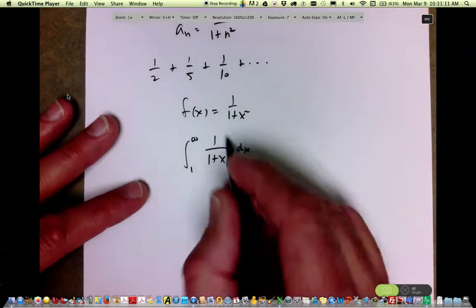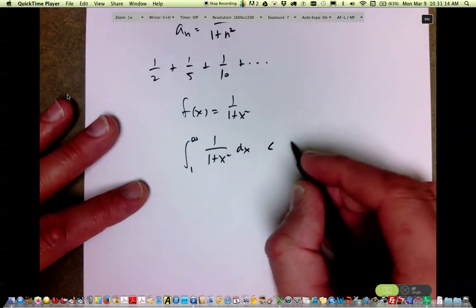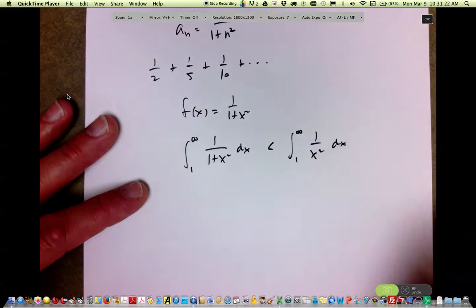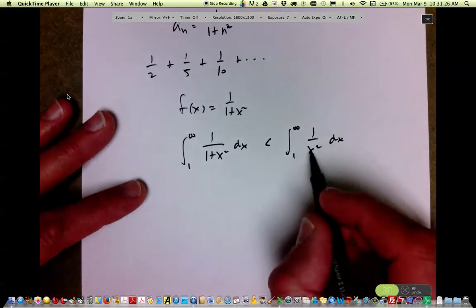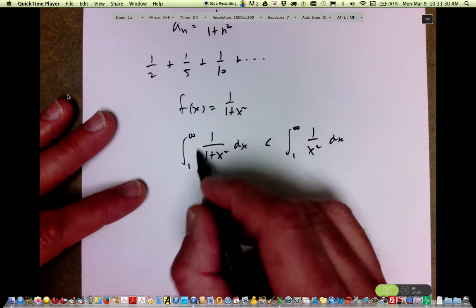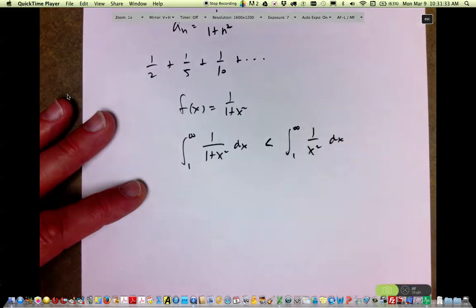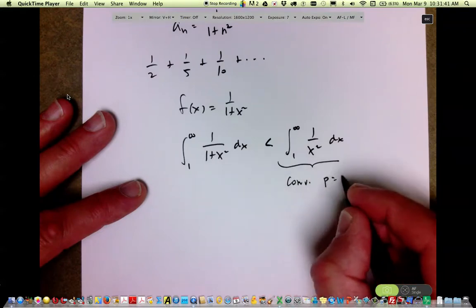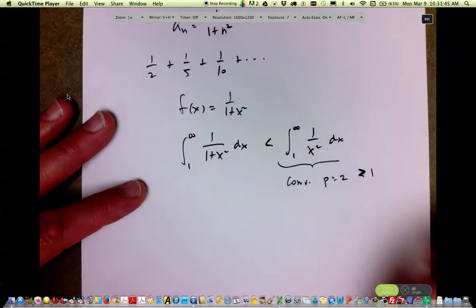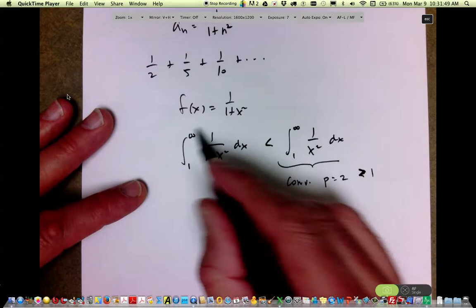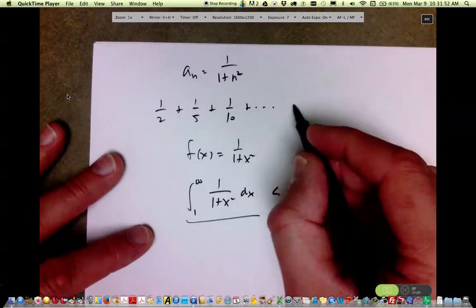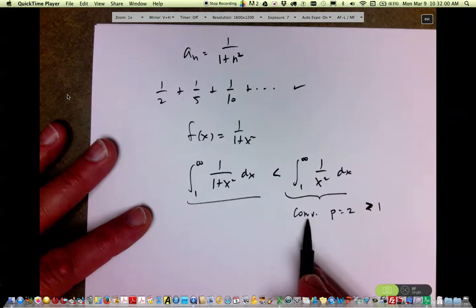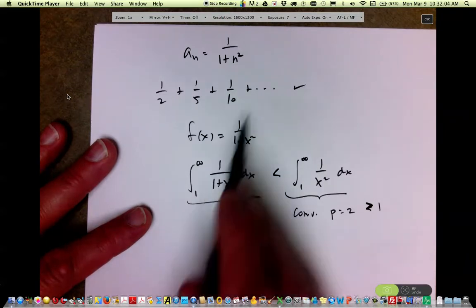One way is we could compare this to the integral from 1 to infinity of 1 over x squared dx. This is probably the easiest argument. This denominator is smaller than this denominator, which means that this fraction is actually smaller than this fraction. The next argument is this converges, because p is equal to 2, and 2 is greater than 1. This converges, therefore this converges. It's kind of a domino effect. This is smaller than this one, which converges, therefore this has to converge. If this integral converges, then so does the series.